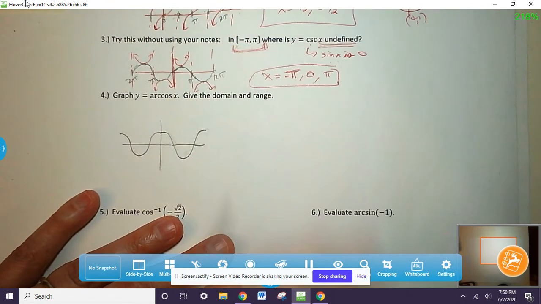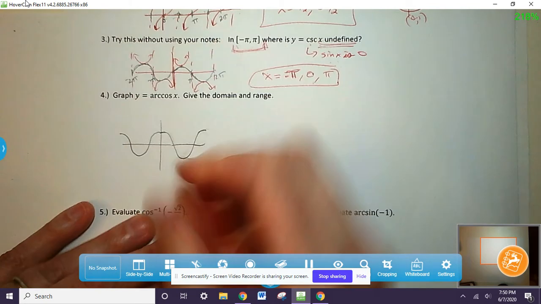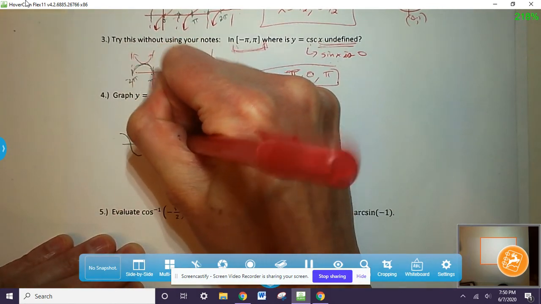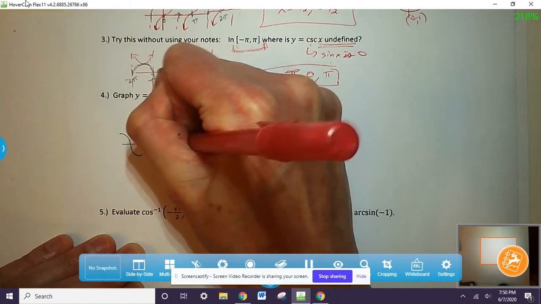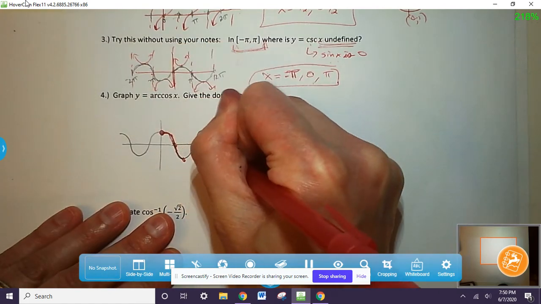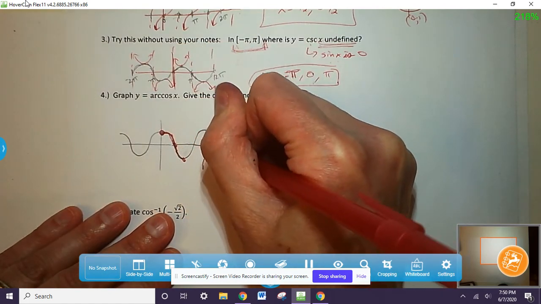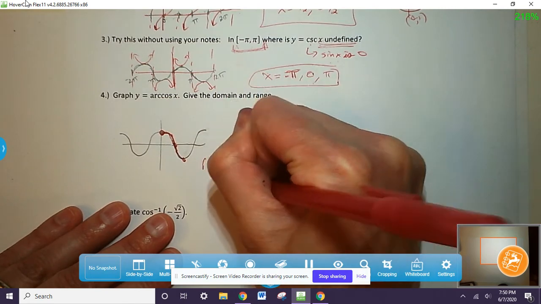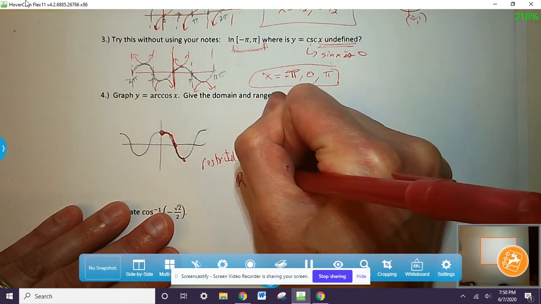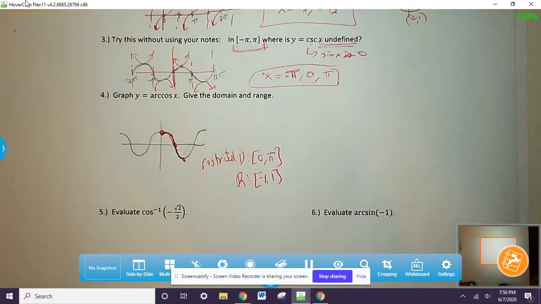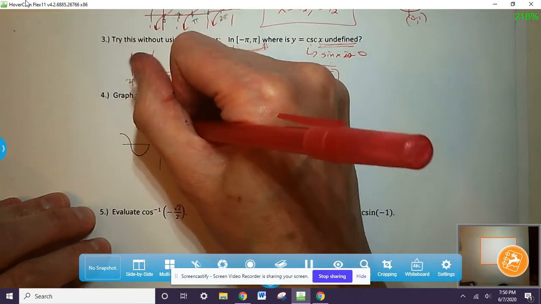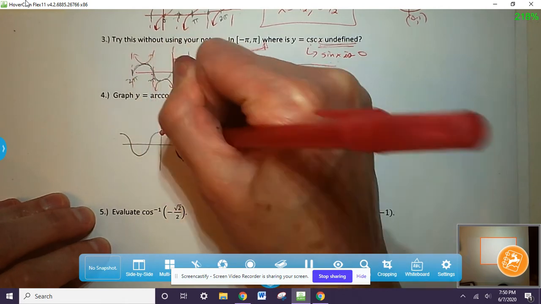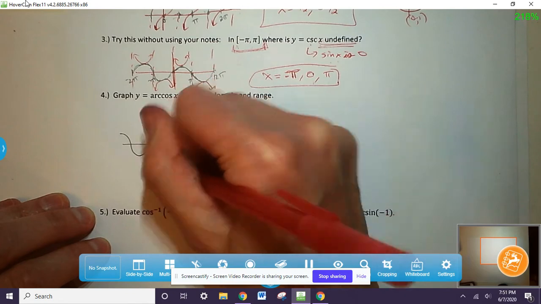And to make it one-to-one, because right now it failed the horizontal line test, I want to keep this part right here. So I want to keep a restricted domain from 0 to pi. And the range of that covers the entire range of cosine, which is negative 1 to 1. So this point here is 0, 1. This point is pi over 2, 0. And this point is pi, negative 1.